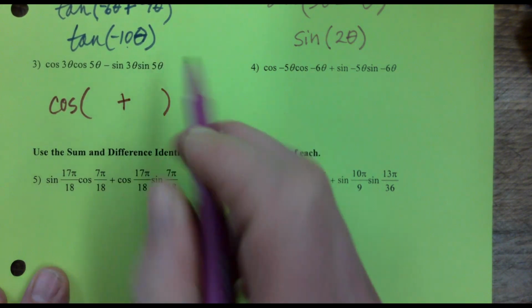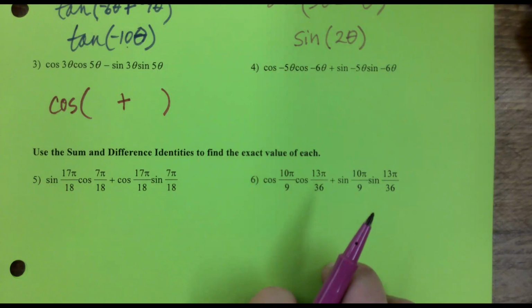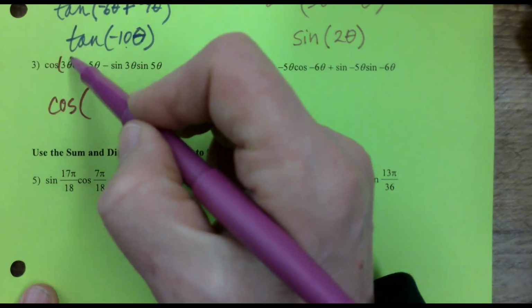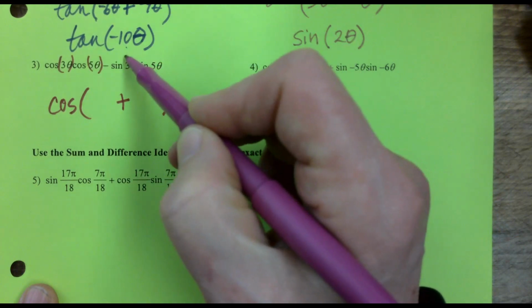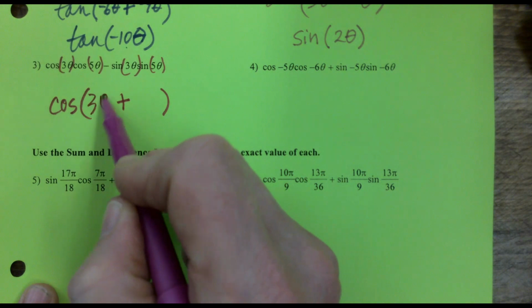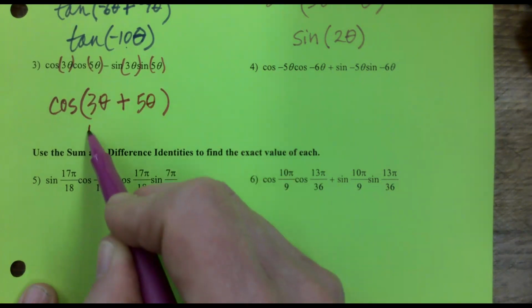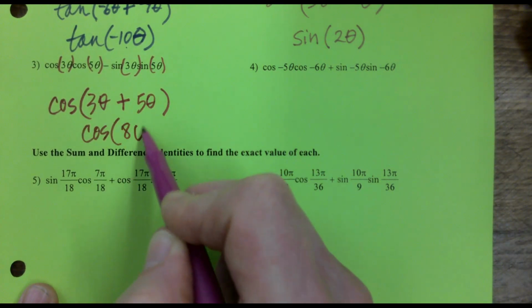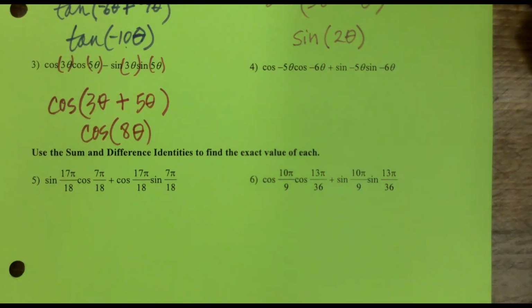I heard some indifference, and then I heard somebody correct themselves. Okay. And then I have my angles. Which one goes first? 3 theta plus 5 theta. And there we are. And so I feel like you guys are picking up what I'm laying down here, yes?